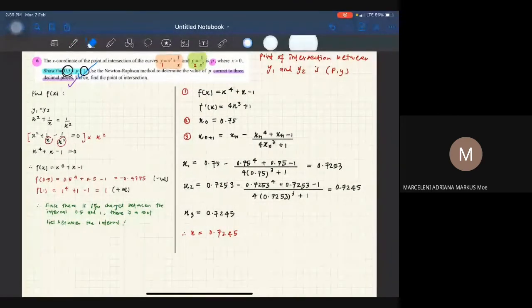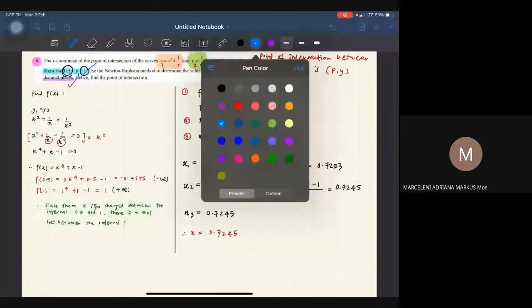Hence find the point of intersection. So kalau point dia mesti ada nilai X. Dia mesti ada nilai Y. So we know that P is equal to 0.7245. Okay, so sekarang kita nak cari nilai Y. Okay, but bahasa soalan balik lagi sekali. Kat sini dia cakap value of P. Okay, so awak mesti tulis dekat bawah ni X sama dengan 0.725 which is equal to P. Okay, sebab dia minta P tadi, dia bukan minta X. Tapi awak tahu X tu adalah P.